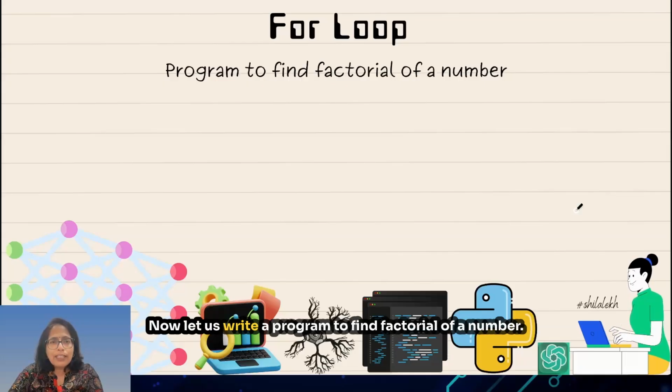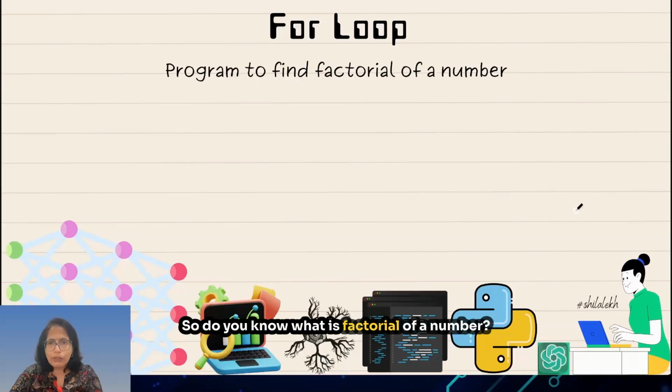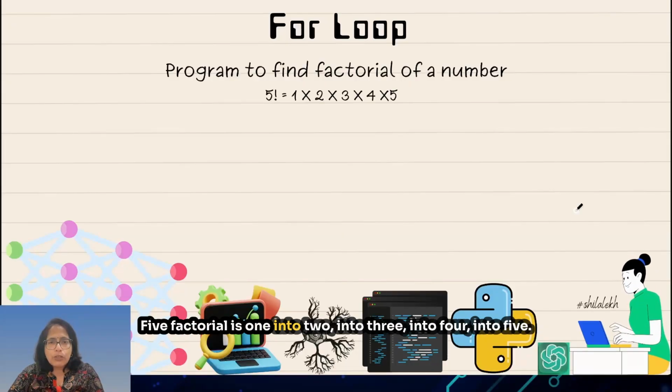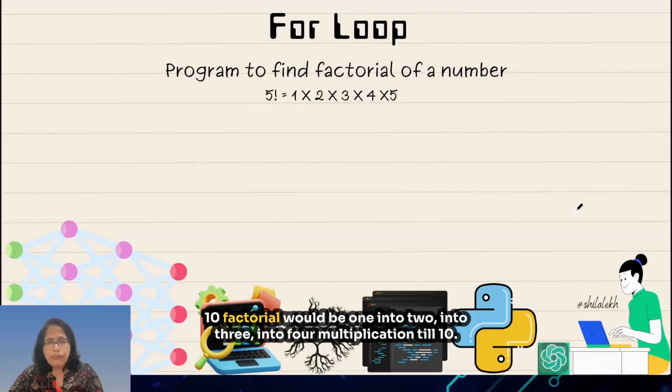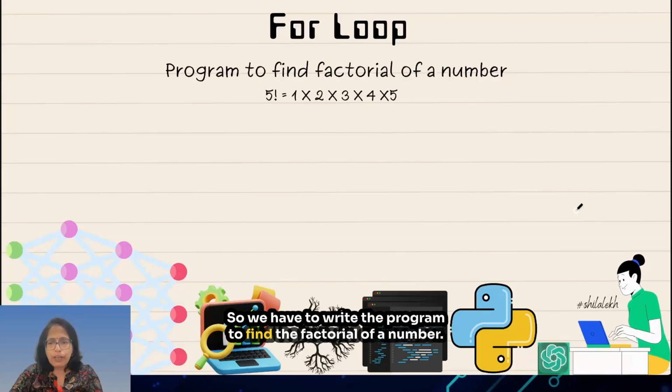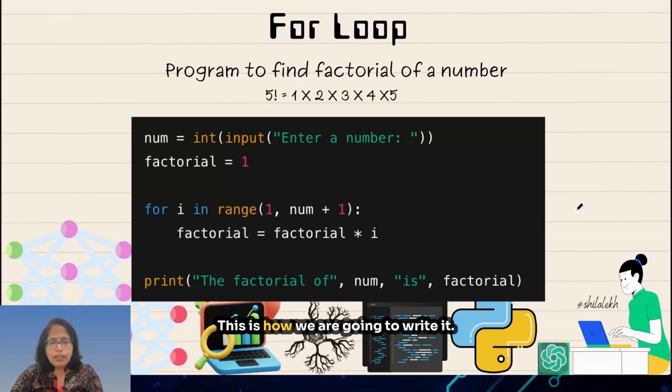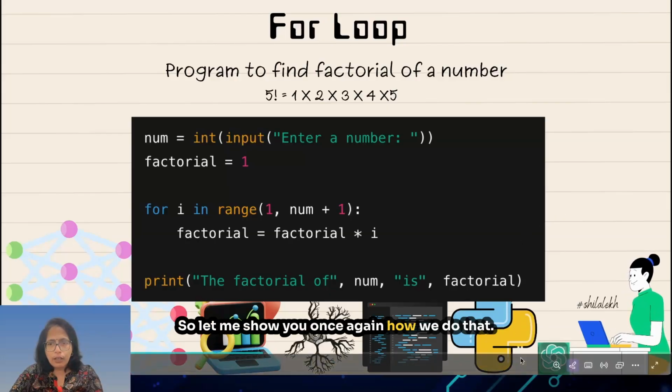Now let us write a program to find the factorial of a number. So do you know what is the factorial of a number? 5 factorial is 1 into 2 into 3 into 4 into 5. 10 factorial would be 1 into 2 into 3 into 4, multiplication till 10. So we have to write a program to find the factorial of a number. This is how we are going to write it. So let me show you once again how we do that.